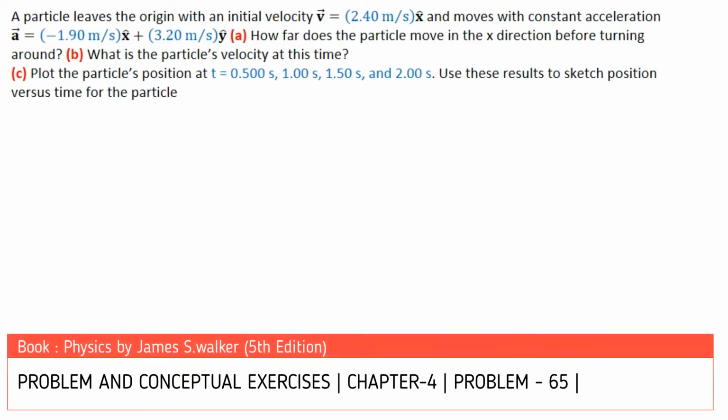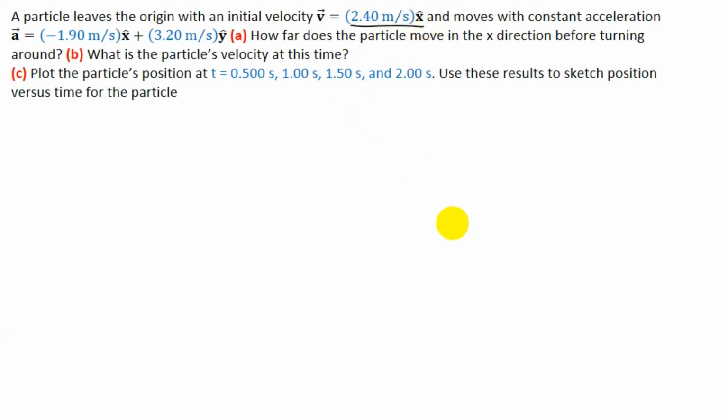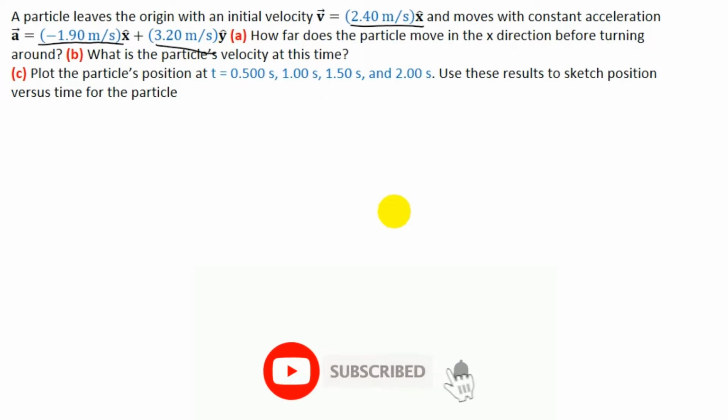Now, in this question, we are given that a particle leaves the origin with an initial velocity of 2.40 meter per second x cap and moves with a constant acceleration of minus 1.90 meter per second squared x cap. This is the x component, plus 3.20 meter per second squared y cap. So this is the y component of the acceleration. Now there are three parts in this question that we need to solve.